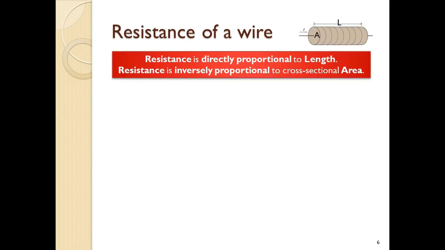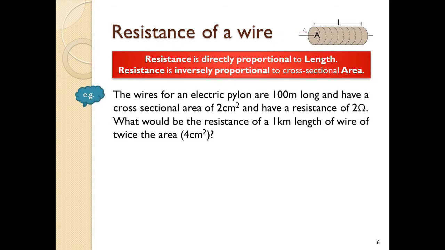You might be asked to do an example with a calculation to do with this. So, imagine you had an electricity pylon 100 meters long, which had a cross-sectional area of 2 centimeters squared, and that wire had a resistance of 2 ohms. What would be the resistance of 1 kilometer length of wire of twice the area?